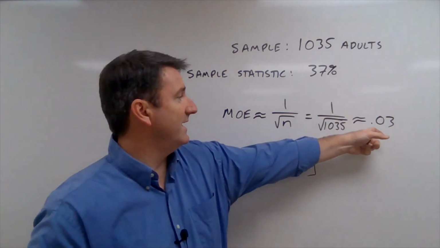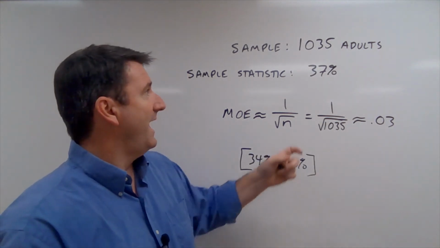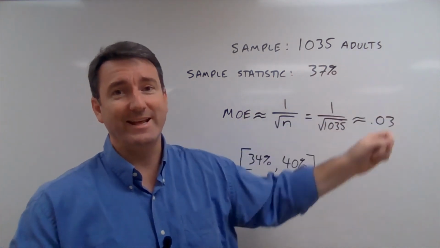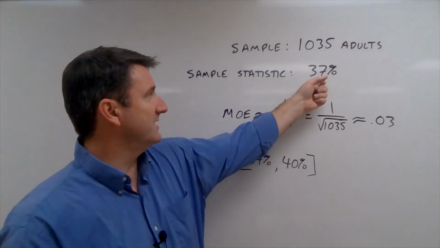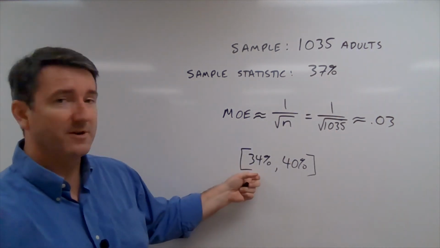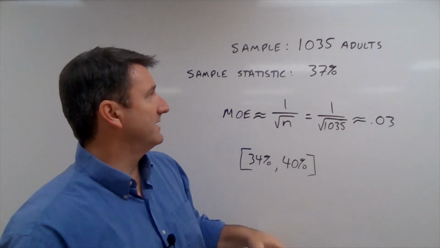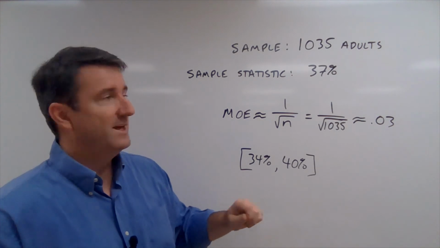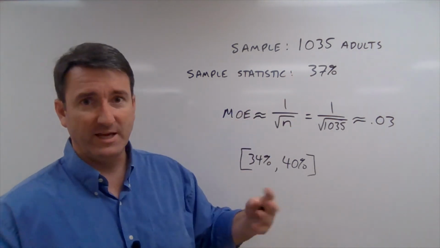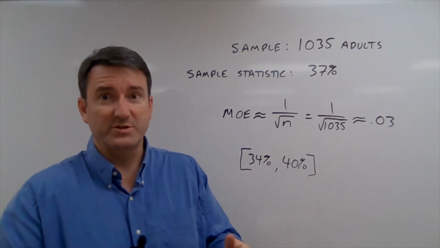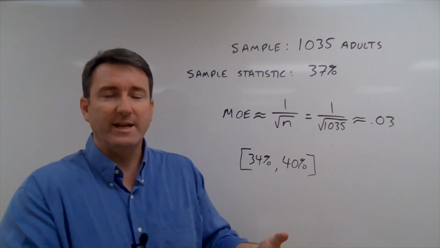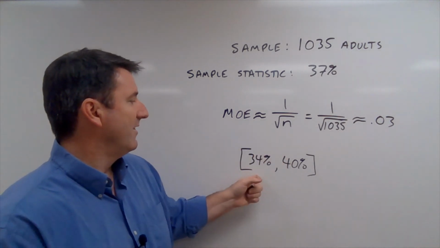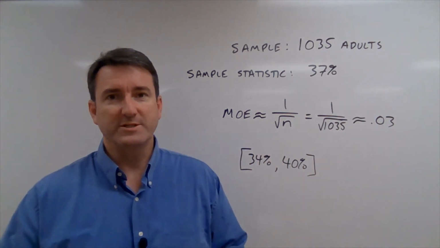And we found that by taking that 3% margin of error and subtracting it from our sample statistic and adding it to our sample statistic. So 37% minus 3% is 34%. 37% plus 3% is 40%. So we're 95% confident that the actual population parameter, the actual percentage of people who believe the United Nations is doing a good job solving global problems, is between 34% and 40%.